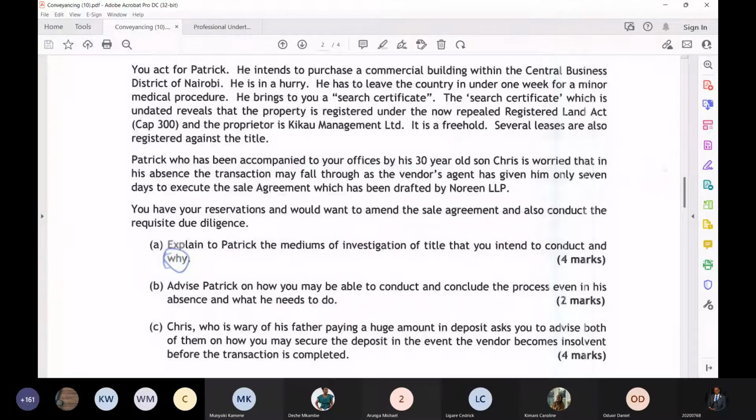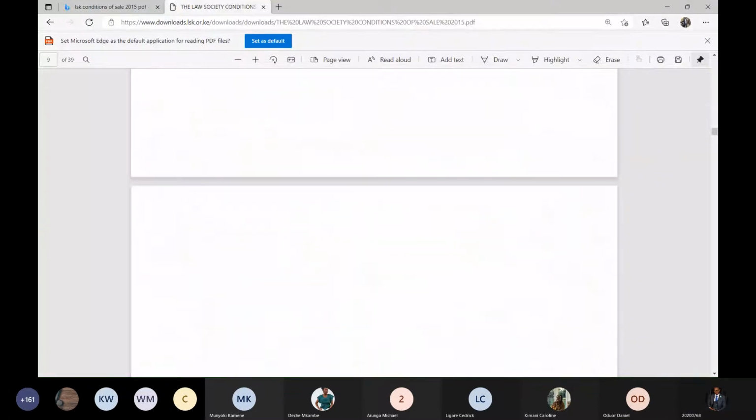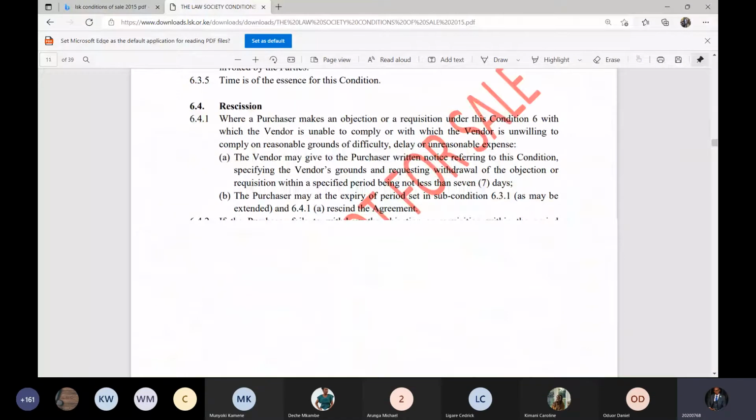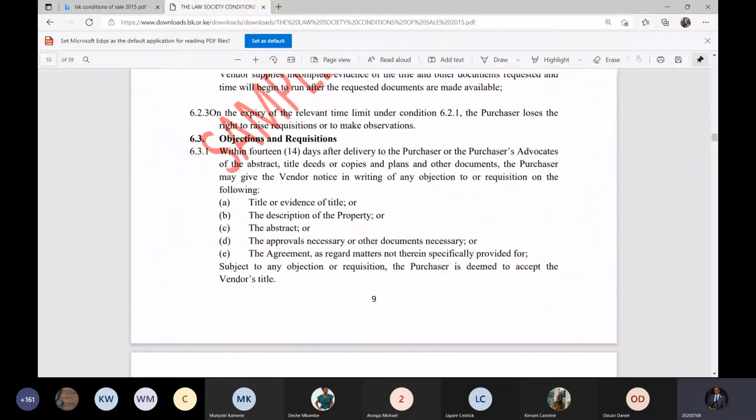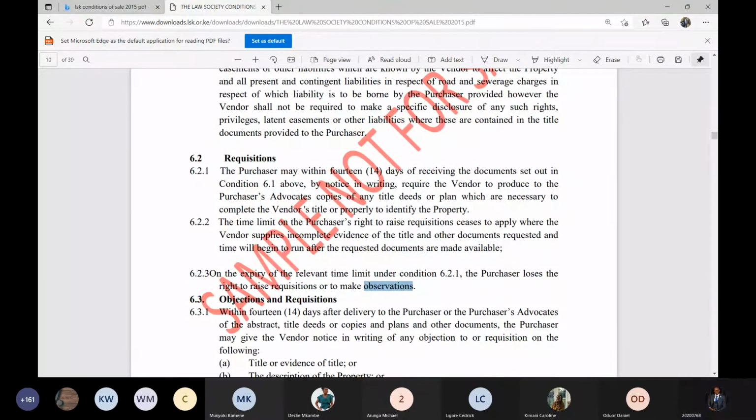Requisition, you are simply requesting for the title from the one who is selling it, from the vendor. And then you are giving a professional undertaking that you will only use the title for requisition only, and you will return it at the request of the vendor. Yes, that's absolutely true. So requisitions are just any questions that will relate to the title.